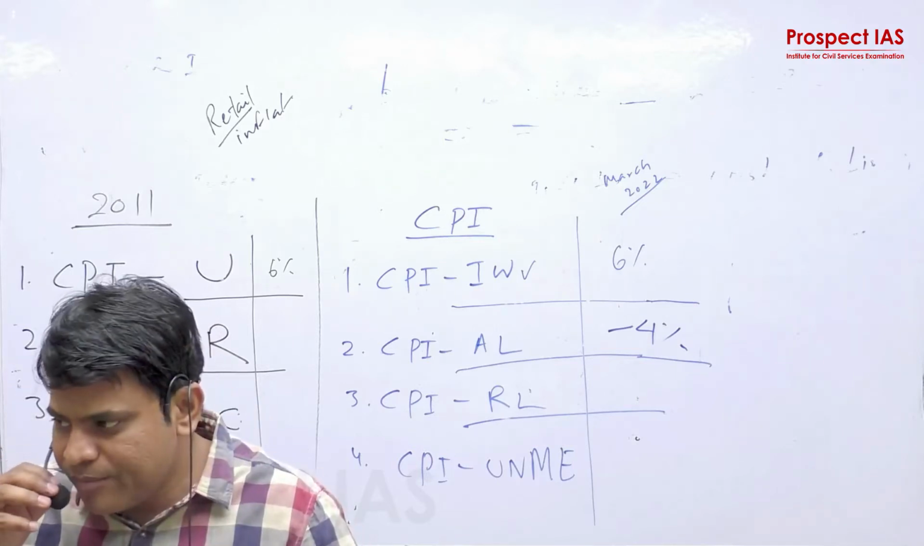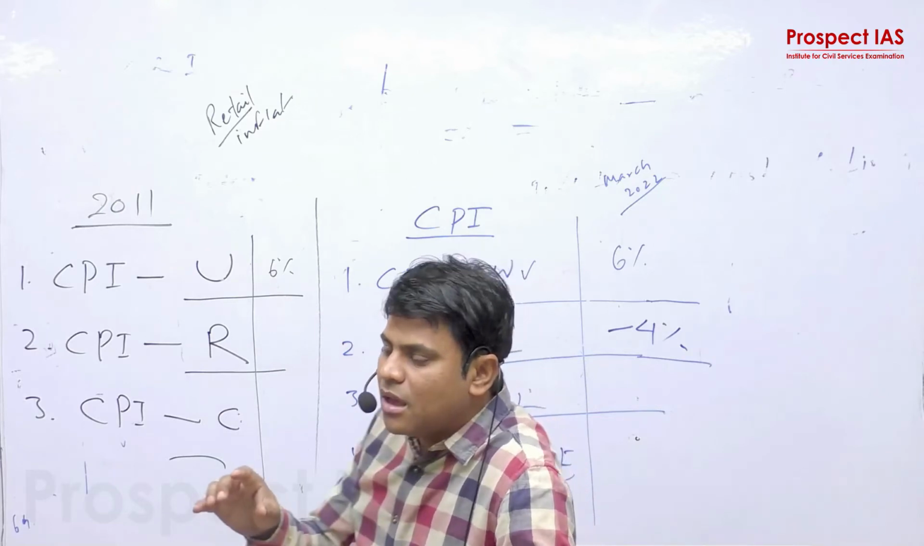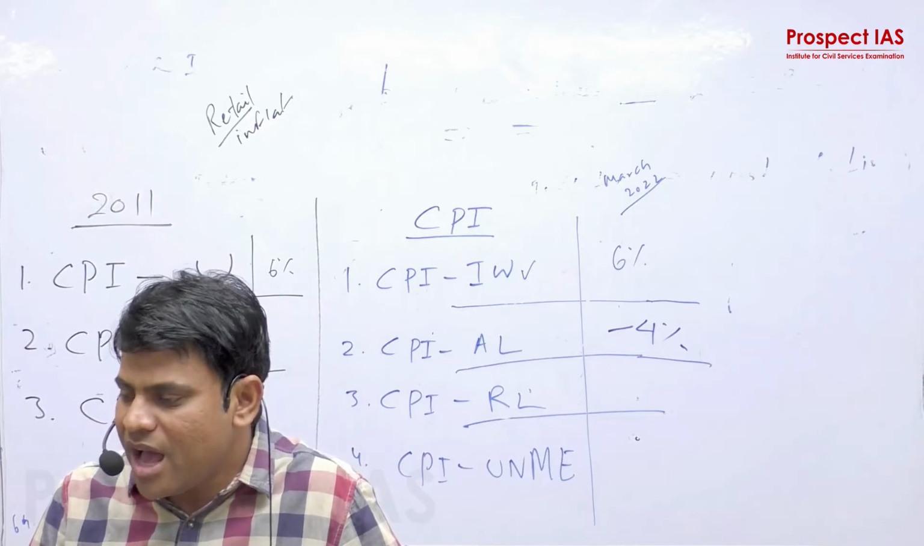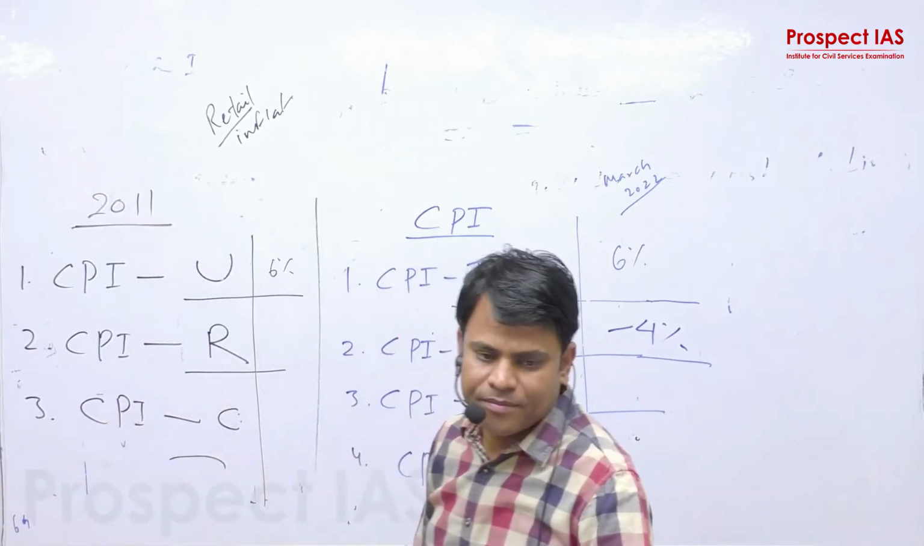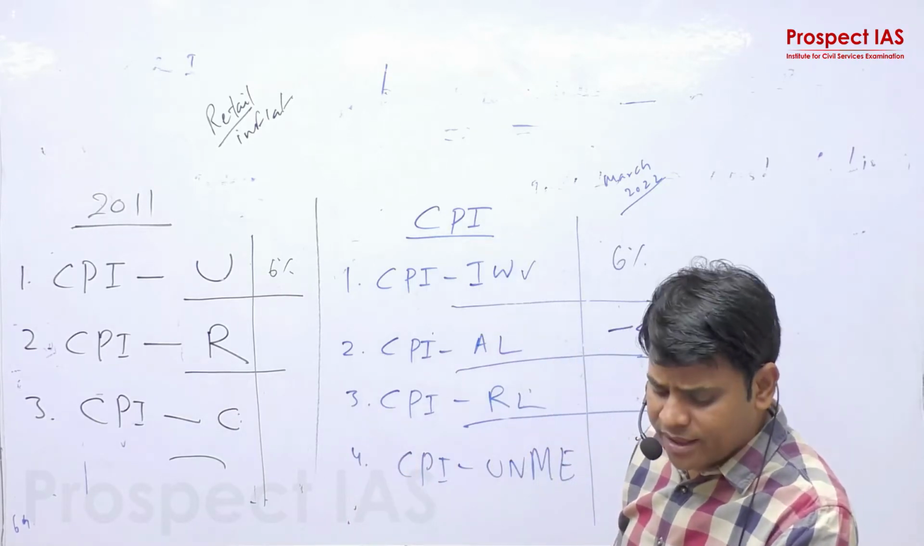Retail inflation prevailing in urban areas is 6%. That means the articles used by urban people have become expensive on an average by 6% in the past 1 year. This is what we mean by 6% inflation prevailing in urban areas, right?